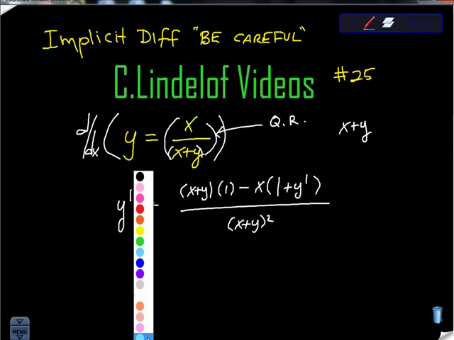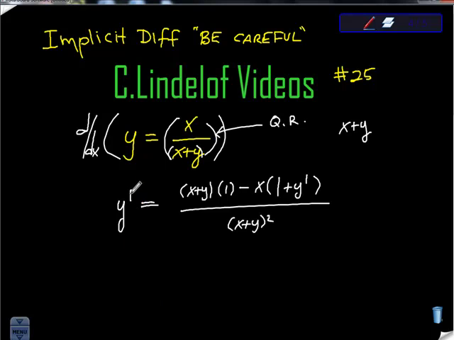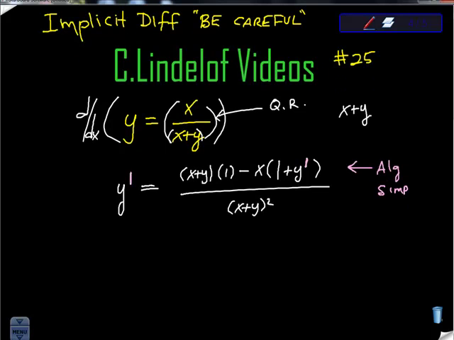But I'm sure this is bothering you, that you have y prime here and y prime here, and you're trying to figure out how you're going to get from one place to the other. First thing I'm going to say to you is use your algebra and simplify, keeping in mind what your goal is here. So if I multiply 1 times x plus y, I just get x plus y. If I multiply negative x times 1, I get negative x. If I multiply negative x times y prime, I get negative xy prime. Be careful to keep your y prime there. All over this (x plus y) squared.